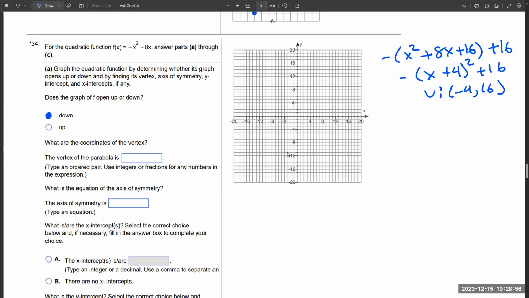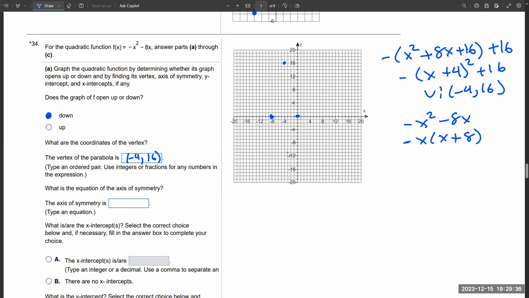So I'm going to put that point right there on the graph. I may also want to factor this to find the x-intercepts. So -x squared minus 8x has a common factor of -x(x plus 8). So there's going to be an x-intercept at 0 and an x-intercept at -8 right there. I also have a y-intercept at (0, 0). That doesn't help me, but the vertex of the parabola as an ordered pair is (-4, 16).